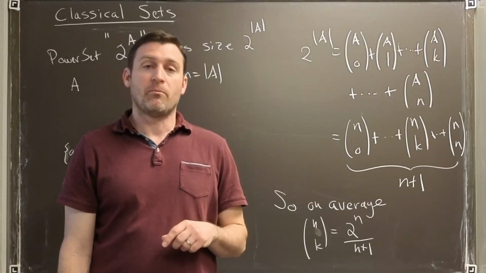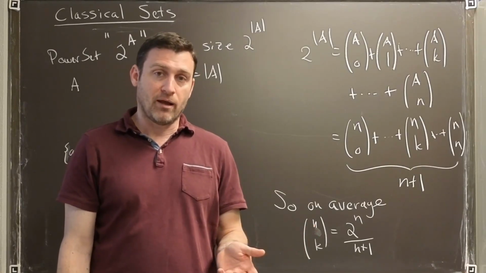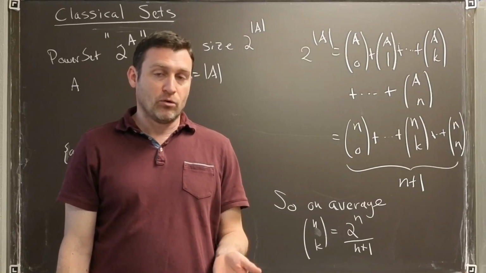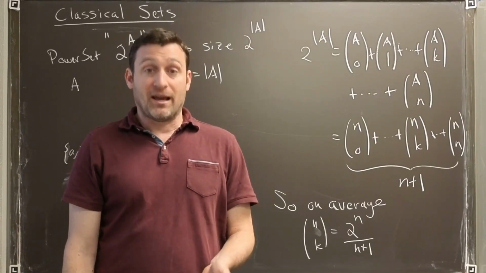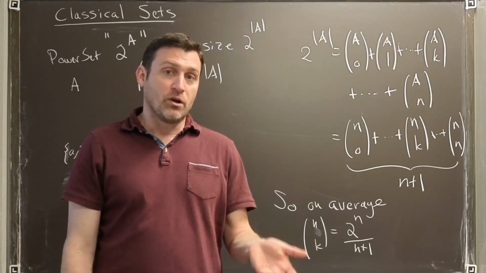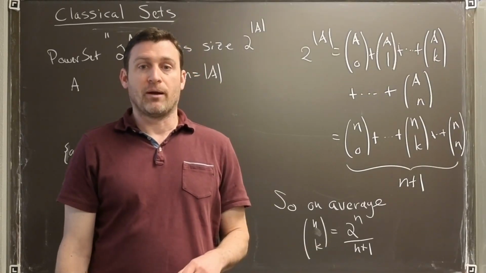Keep this in mind when we come back to counting loops in a program. Loops often grow by binomial coefficients. If you get too many nested loops, that number will be exponential on average, and you'll want to avoid that if you want an efficient program.